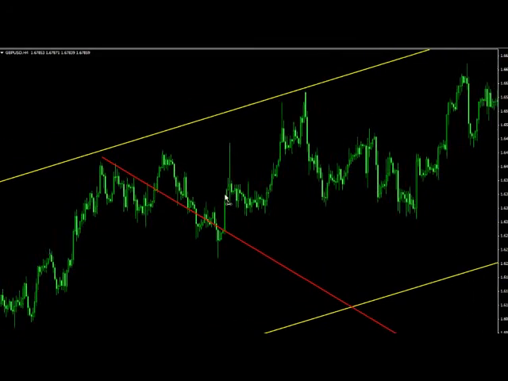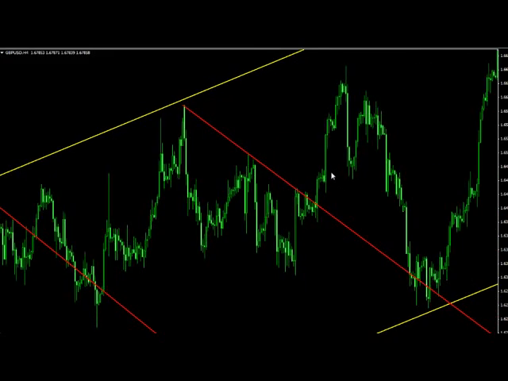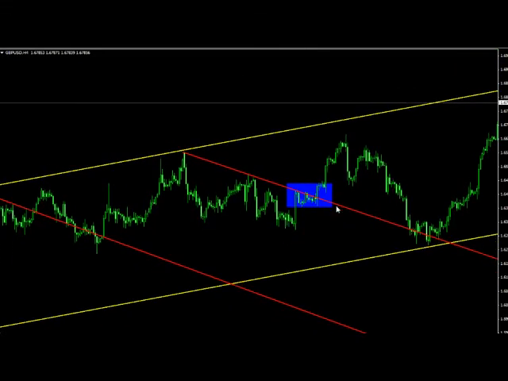We want to find something like this where it's fairly well defined, gives us a nice 3-touch trend line within a trend, and gives us a nice entry point, this area around here, which gives us a jumping off point, and our aim would be somewhere near the top of the trend line.